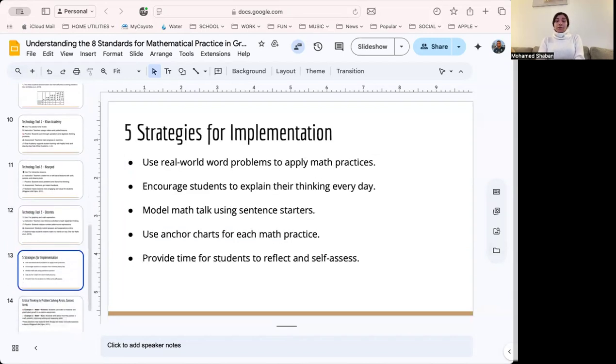Here are 5 helpful tips for teachers. Use real-world math problems, encourage student-led math discussions, use math journals to explain thinking, differentiate, and use visuals, manipulatives, and tools. Lastly, ask open-ended questions to promote deeper reasoning. These strategies support students in engaging with the practices daily.